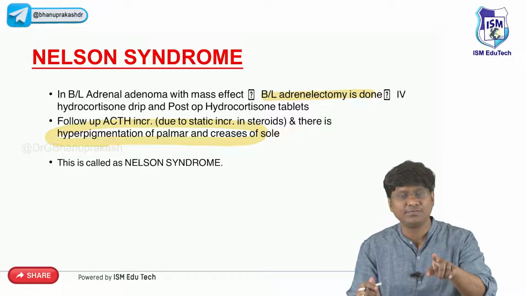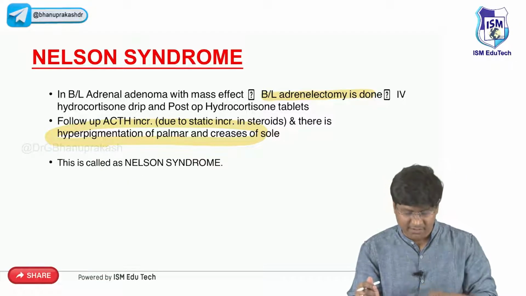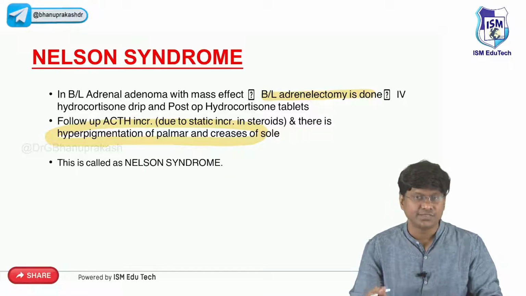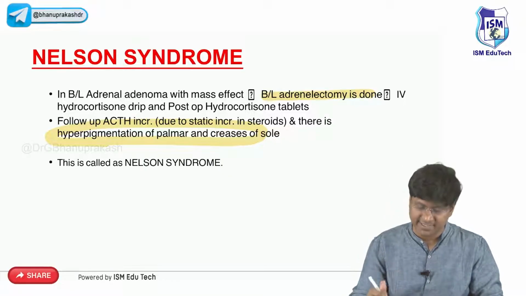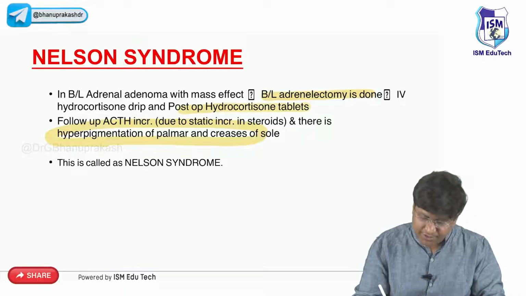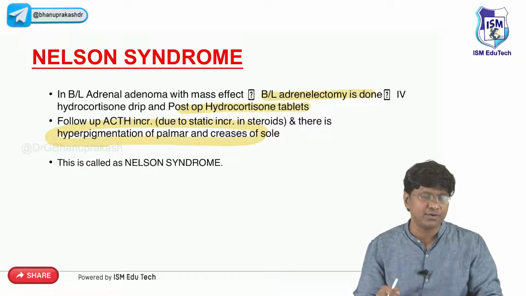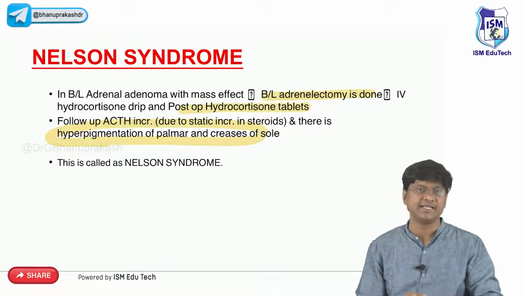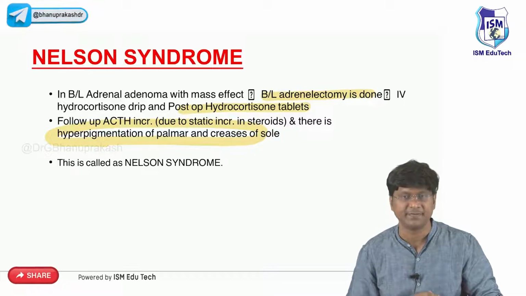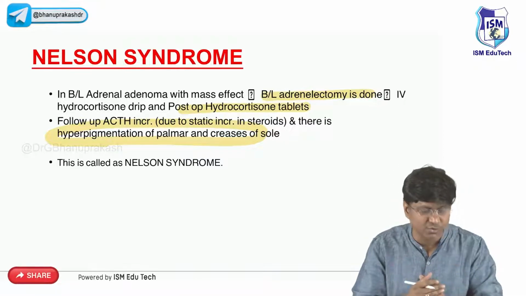So in Nelson syndrome, secondary to bilateral adrenalectomy, there will be hyperpigmented skin. That is the reason why whenever you do bilateral adrenalectomy, immediately you need to give hydrocortisone. If you don't give hydrocortisone, then the patient may develop Nelson syndrome, where the individual will have hyperpigmented skin. So this completes Cushing syndrome.